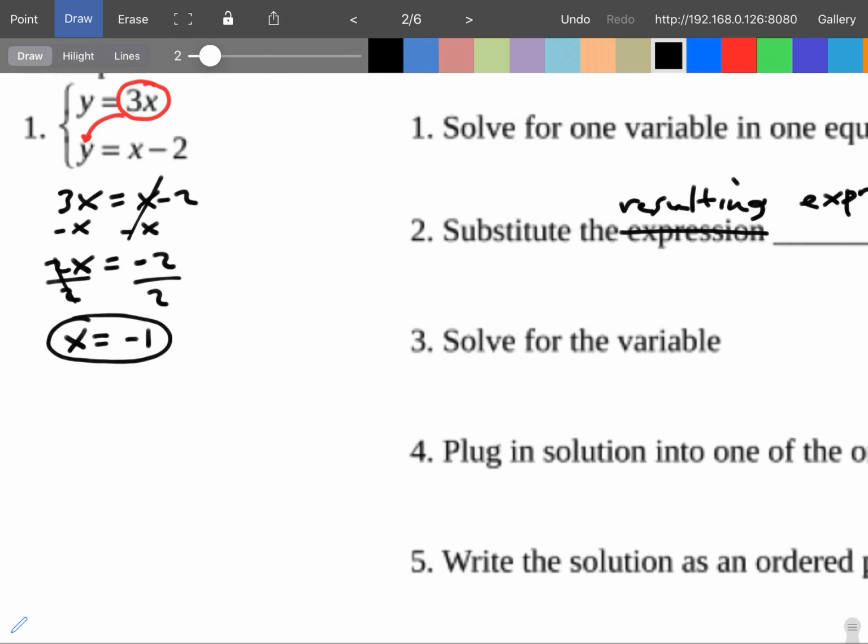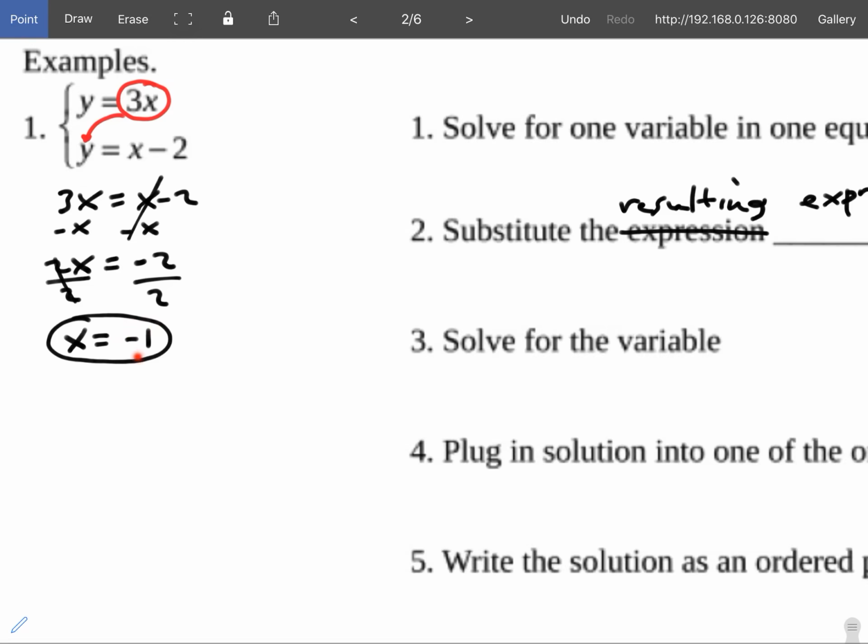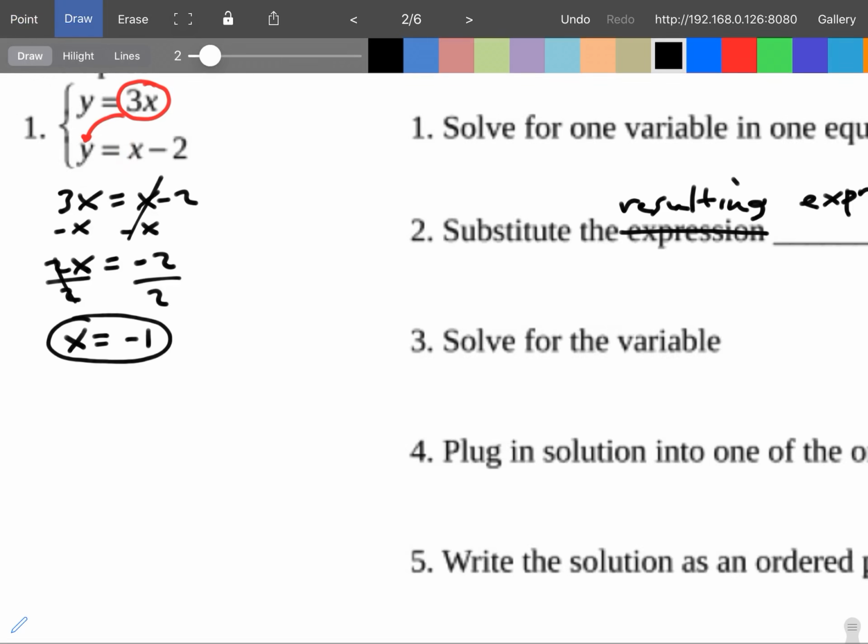All right, so what we have to do now is we have to take that x equals negative 1. And we can plug that in for the x in the top equation. Or we can plug that in for the x in the bottom equation. So we're going to substitute negative 1 in for x. Doesn't matter which one you pick. I'll do the bottom equation, I guess. So the bottom equation is y equals x minus 2. And I'm going to substitute in that negative 1 right there. I'm going to plug that in for x right there.